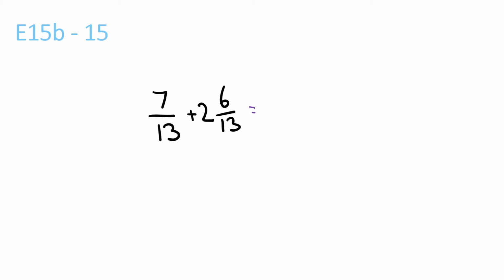This one equals 2 because you bring the 2 over. 13 at the top because 7 plus 6 is 13 over 13, which, if the top and bottom are the same, is just 1, and then you just got to get the 2 plus 1 is 3.